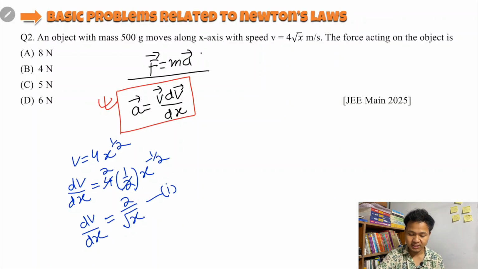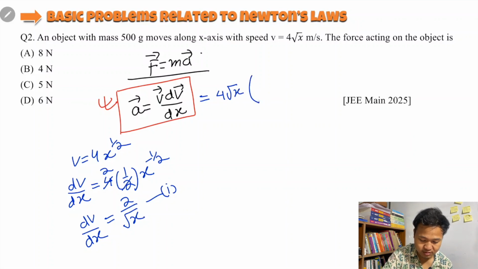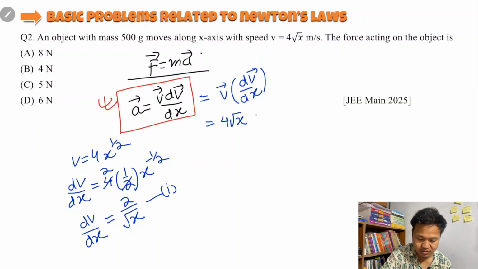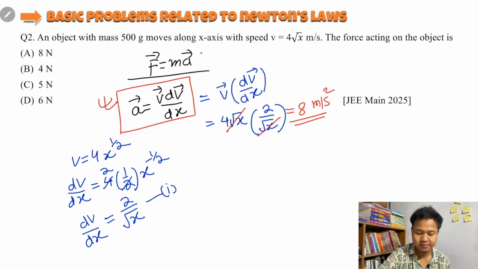Now I have dv by dx, and I also have v. So what is acceleration? V is 4 root x, into dv by dx, which is 2 by root x. So root x gets cancelled out. 4 times 2 is 8 meter per second square. So this is your acceleration.